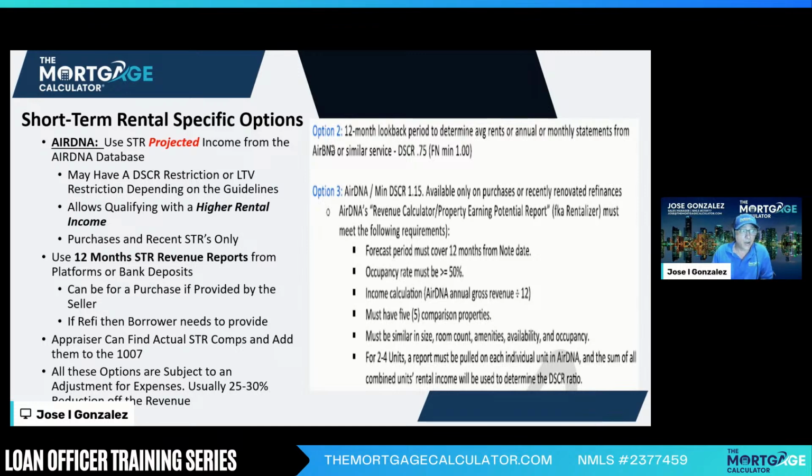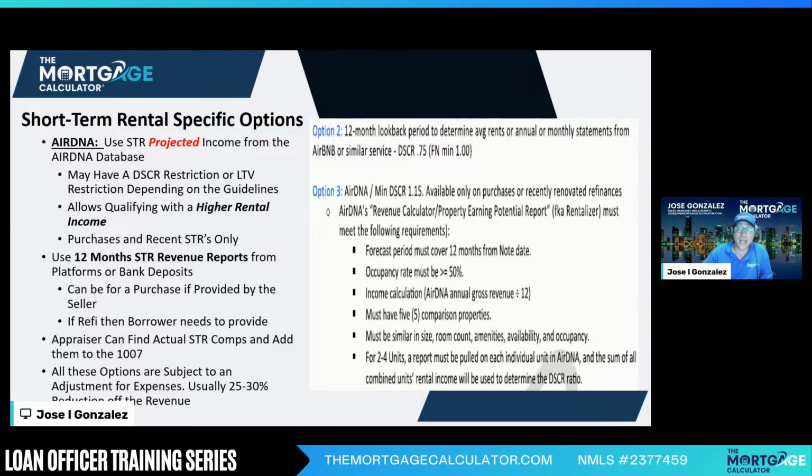And that's why I put there, all of these options are subject to an adjustment for expenses. Sometimes they do, sometimes they don't. They hit you with a 25-30% reduction off of the revenue. Usually that could occur for any of them, depending. That's in the guidelines. They may tell you, yeah, that's our management fee adjustment or whatever. So that does vary from guideline to guideline.